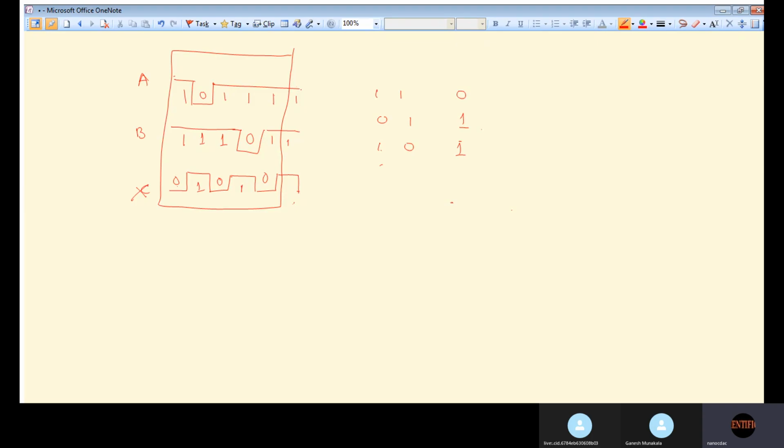It is NAND gate. It is NAND gate or it is bubbled OR gate. Also we can make NAND gate as bubbled OR gate. Both the outputs are same. Bubbled OR gate output and NAND gate output both are equal. So this pulse we can consider it as whether NAND gate or bubbled OR gate.